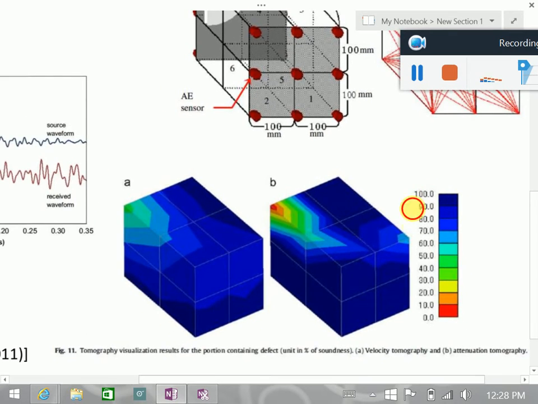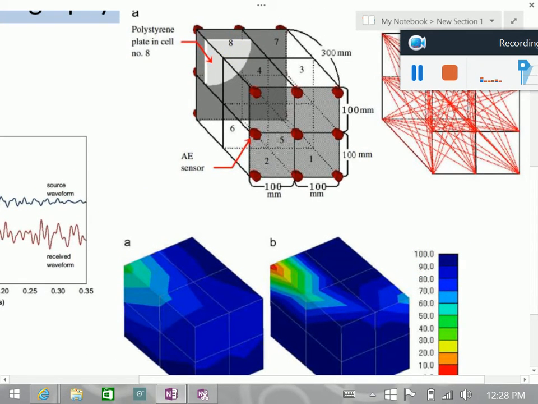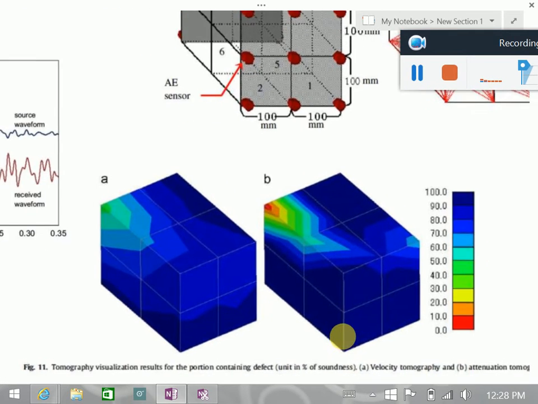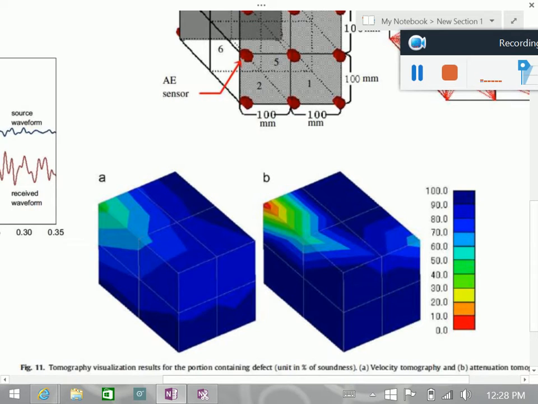I forgot to mention that they had buried a polyester plate at one corner. This is something which is typically used to simulate a cavity or a void inside the material. And you can see that both tomographies basically image that part, and they argue that attenuation tomography does a better job. As you can see here, those numbers are percentage soundness. That means if it is 100%, it's the same material as the surrounding. If it is 0%, it's air.